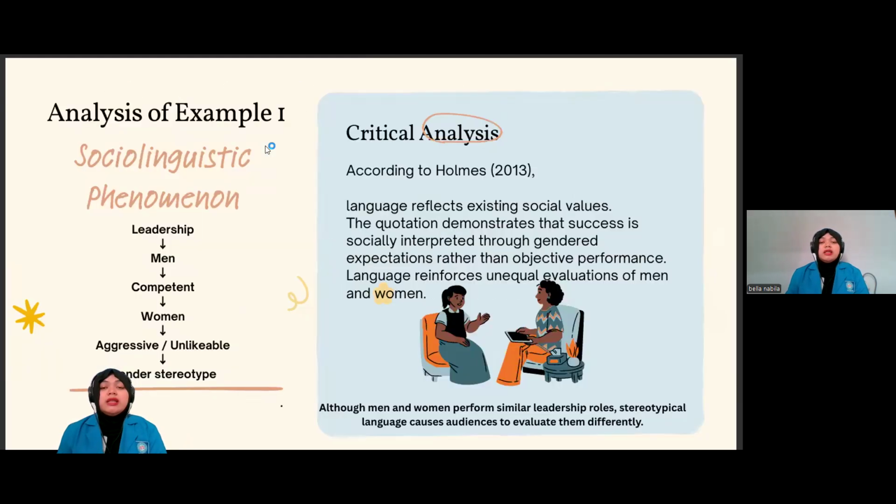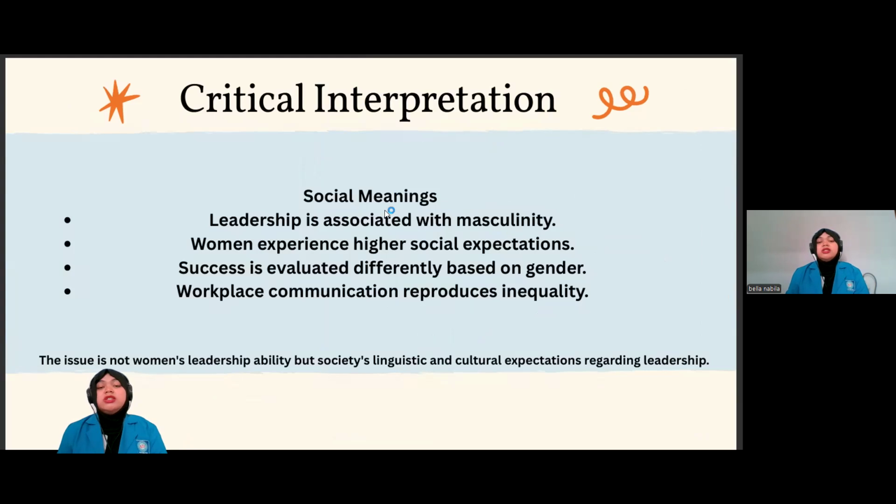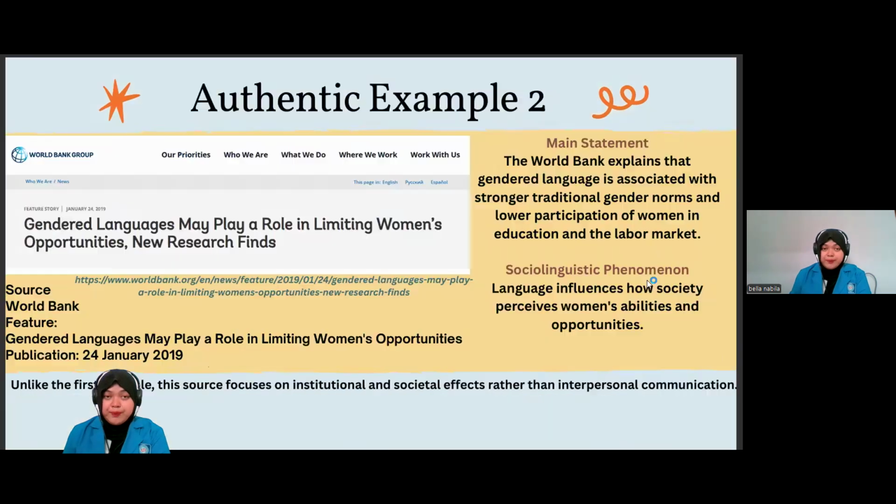Critical interpretation, social meanings: leadership is associated with masculinity. Women experience higher social expectations. Success is evaluated differently based on gender. Workplace communication reproduces inequality. The issue isn't women's leadership ability, but society's linguistic and cultural expectations regarding leadership.